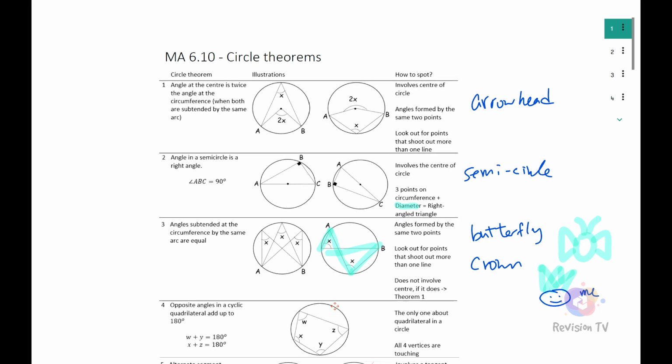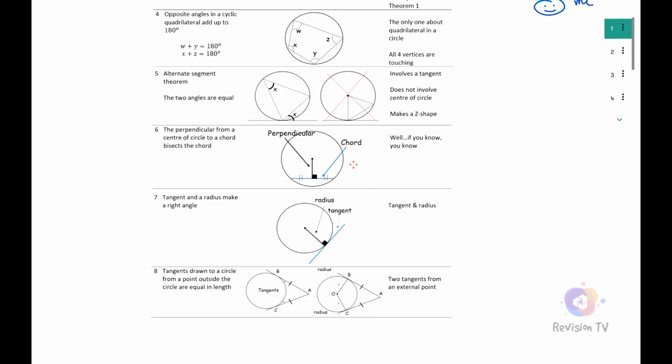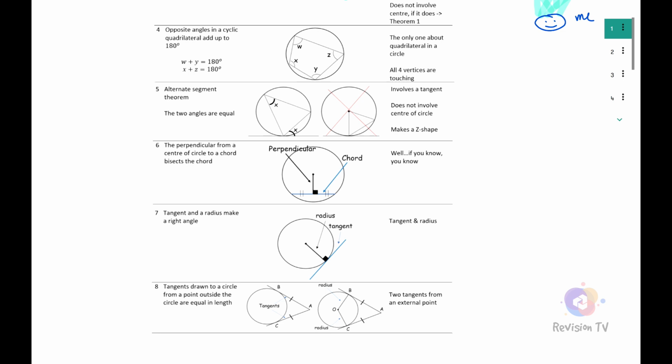Next one, let's move down. We've got more, 5 to 8. Number 5, the alternate segment theorem, the one that probably confuses students the most. First of all, to spot this, you will need a tangent. It does not involve the center of the circle, and it makes a set shape, like this little set in here. I call this a set shape with a hook. Set with a hook.